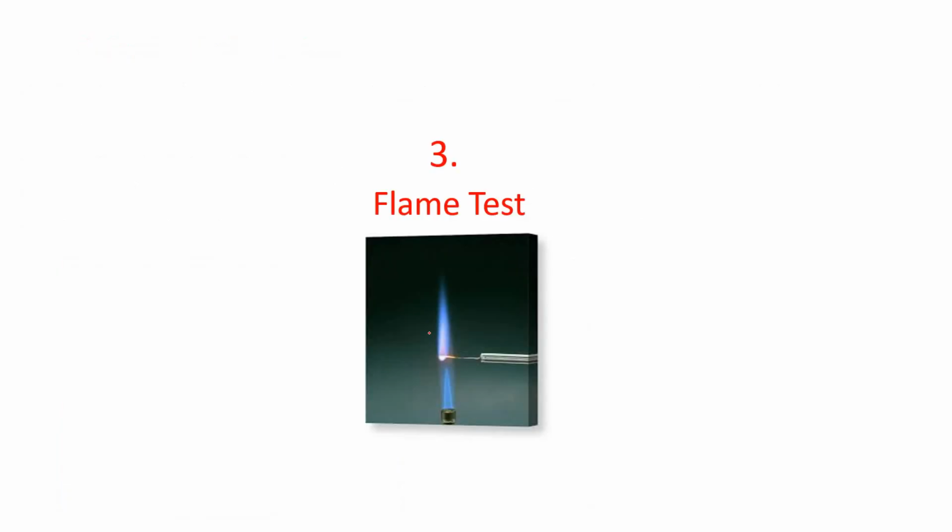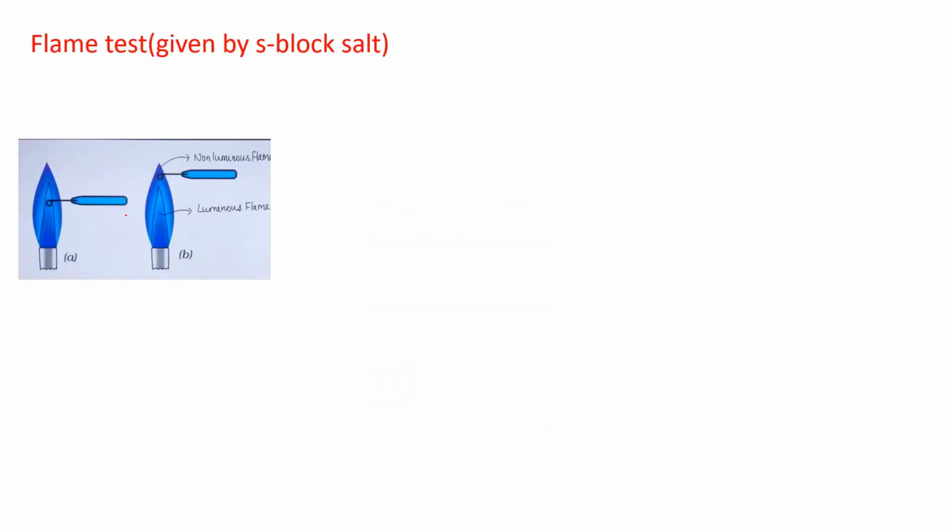Now, the third one is the flame test. Before going to the flame test, let me discuss a little bit about the flame. In the burner, when you observe the flame, the outer part will be bluish in color, or sometimes it may be invisible also. Here the fuel burns in presence of sufficient oxygen. So this part acts just like an oxidizing agent. That means if you heat the salt in this part, the substance may get oxidized.